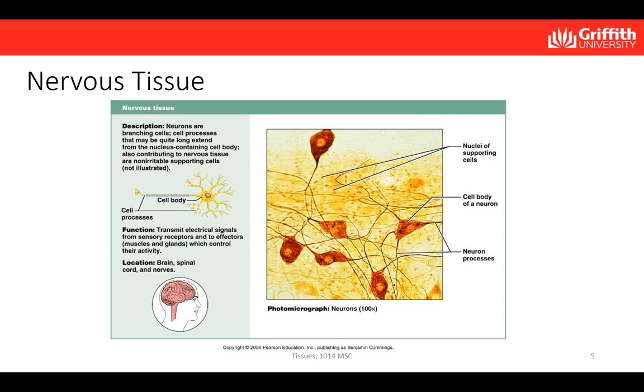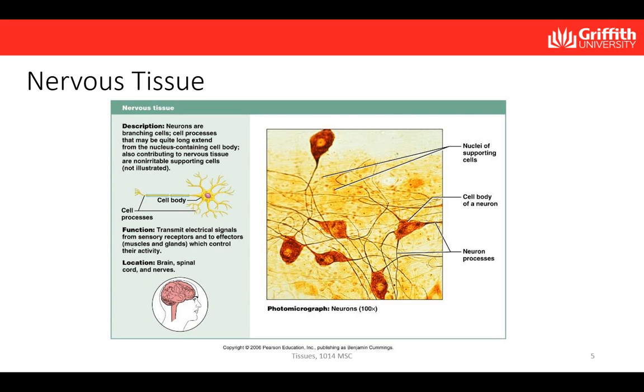As mentioned earlier, nervous tissue is made up of neurons and supporting cells called glial cells. Neurons are branching cells with cytoplasmic extensions, known as axons, which extend from the nucleus-containing cell body. The primary function of nervous tissue is to respond to stimuli and transmit electrical impulses from sensory receptors to effectors, such as muscles and glands.